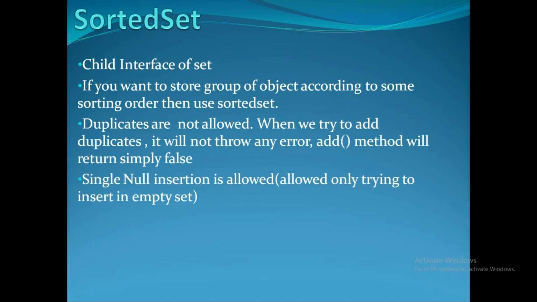This is the next point, and the most important thing: the elements must be homogeneous and comparable. In previous videos we saw that both heterogeneous and homogeneous elements are allowed. But in a sorted set, the elements must be homogeneous. Why? Because, as I told you earlier, it compares the elements and sorts them according to the default natural sorting order. If you don't specify any order, it will sort according to natural order.